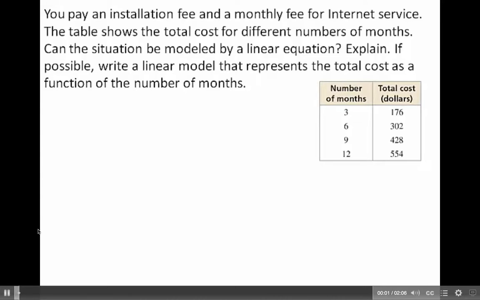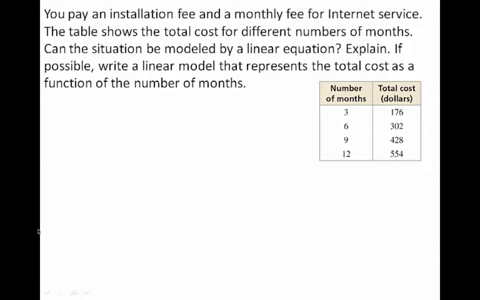You pay an installation fee and a monthly fee for internet service. The table shows the total costs for different numbers of months. Can the situation be modeled by a linear equation? Explain. If possible, write a linear model that represents the total cost as a function of the number of months. To determine whether the data are linear, find the rate of change for consecutive data pairs in the table.